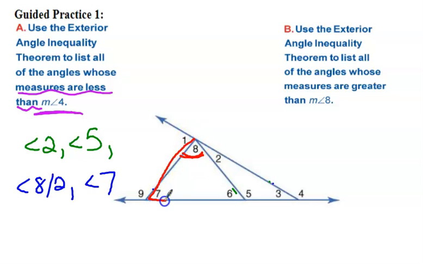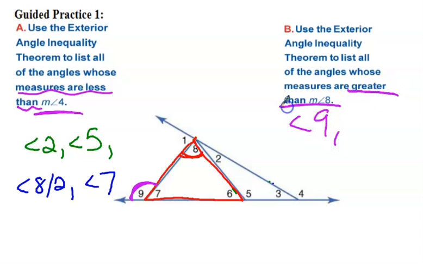Geometry is a lot of seeing the image in different ways. So here's my triangle that angle 8 is hanging out in. We want to find the exterior angle that goes with angle 8. Well, we've got angle 9. That is outside of the red triangle, and that will be greater than angle 8. And what else is on the outside of the red triangle? Well, it would be angle 5. And there we go. All right, excellent job.